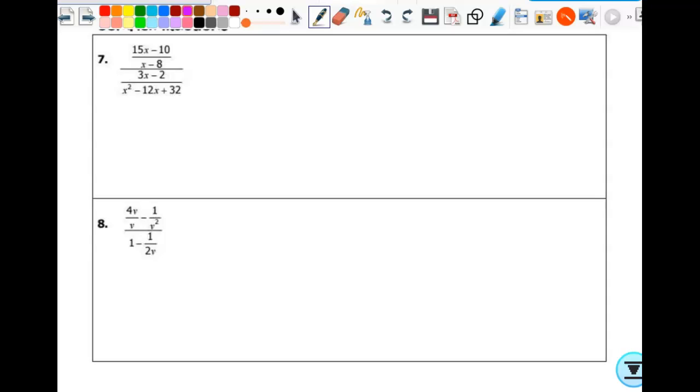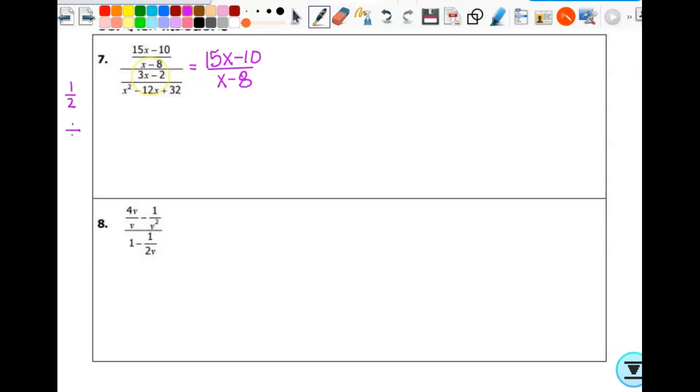All a fraction is division. 1/2 just means 1 divided by 2, right? That's all it means. So it's just this divided by this. It's just written in fraction form. By the way, did you know that the division symbol is like that because it represents a fraction? That's your numerator, that's your denominator. That's all division is. So the numerator is 15x minus 10 over x minus 8.